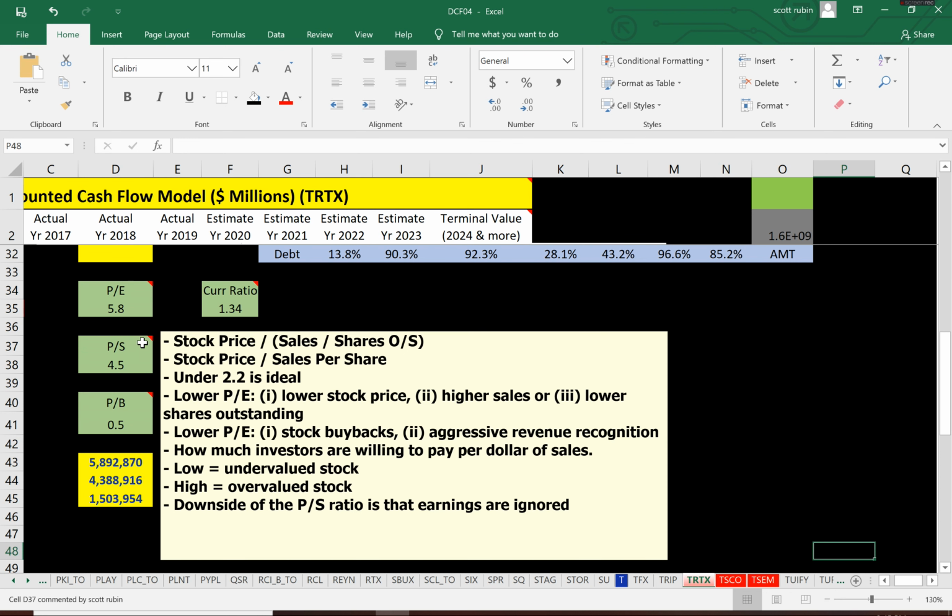Price to sales ratio, I like to see under 2.2, but this varies by industry. That's just the price of the stock over sales per share. And this could also be manipulated by stock buybacks and other things. But when this number is low, it generally means an undervalued stock. And when it's high, it means an overvalued stock. But the downside is that it doesn't take into account earnings. So you might have tons of sales, but if you can't convert that into actual profit, if it's all going back out the door in expenses, it doesn't really benefit you too much.